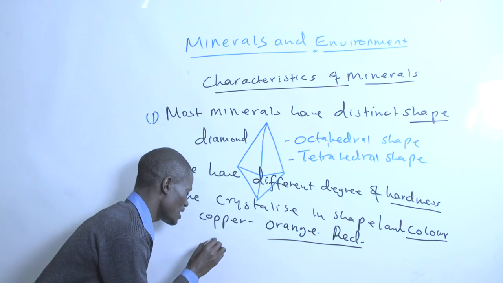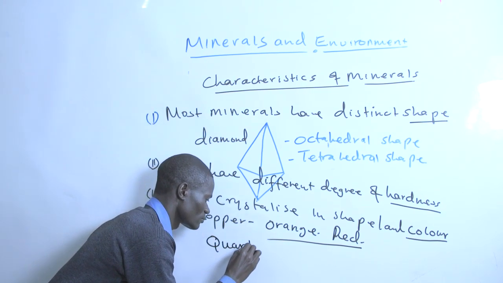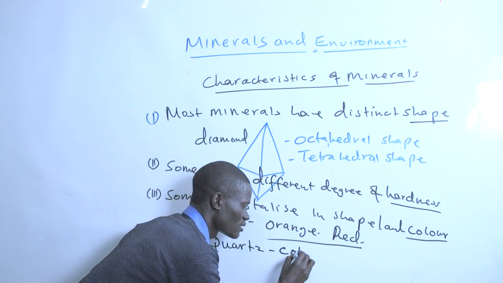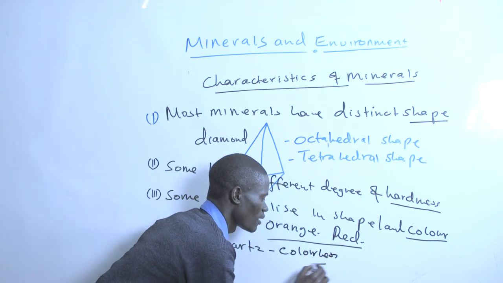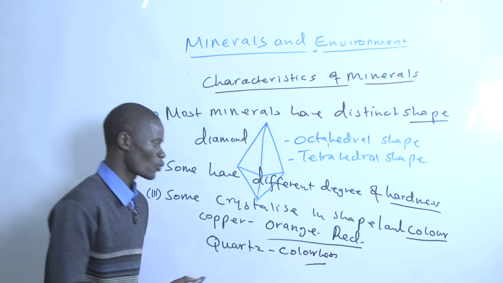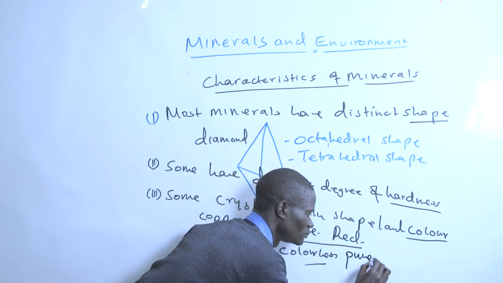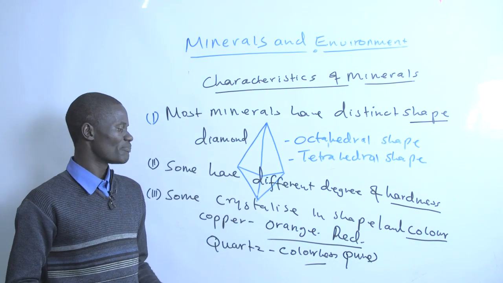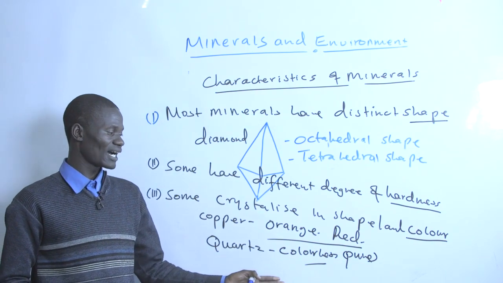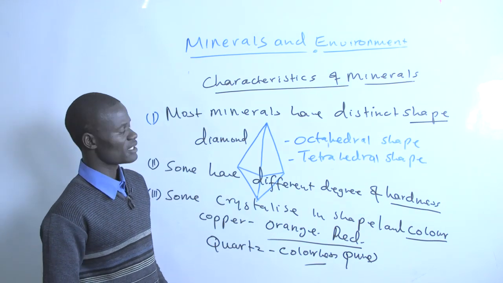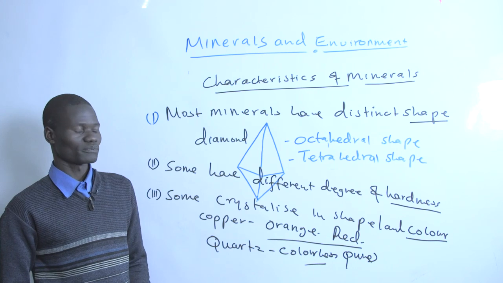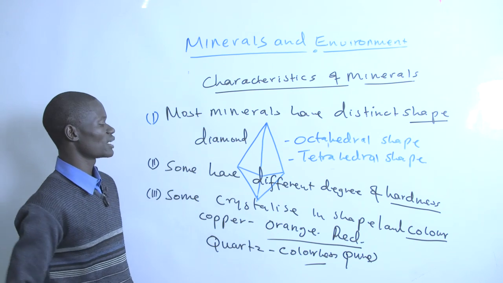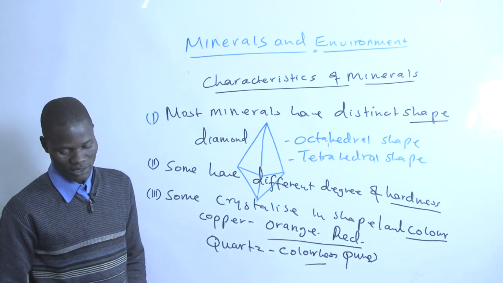But a mineral like quartz, a pure mineral, is colorless in its form. Quartz is a colorless mineral when it is very pure. But when it contains some impurities, it may be blue, it may be black, or sometimes it may be dumpy or purple, depending on the level of impurities that it has. Therefore, we have been able to look at the three characteristics of minerals as we continue.